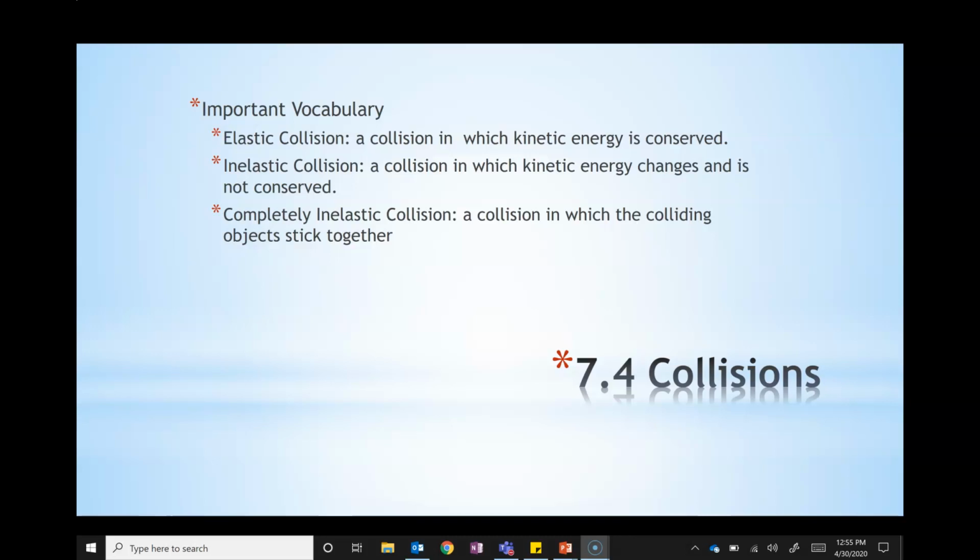There are three types of collisions. There's an elastic collision, in which all kinetic energy is conserved; an inelastic collision, in which some of the kinetic energy changes; and a completely inelastic collision, in which our objects stick together. Those are our three types of collisions. Elastic collisions are really hard to model in the real world. The closest thing we can get is billiard balls or pool. Most cases are inelastic or completely inelastic.